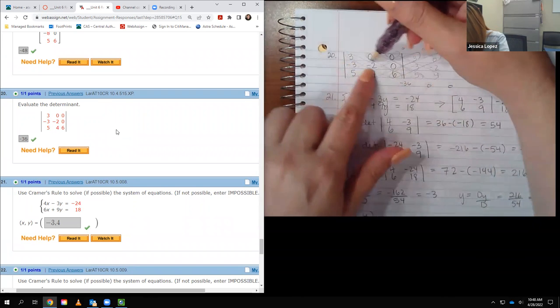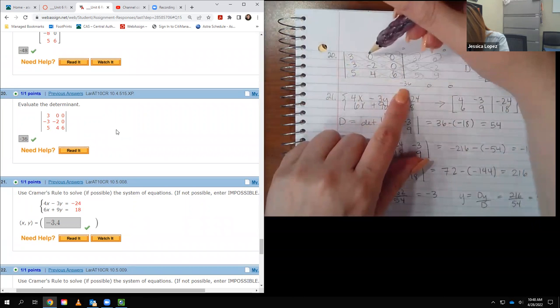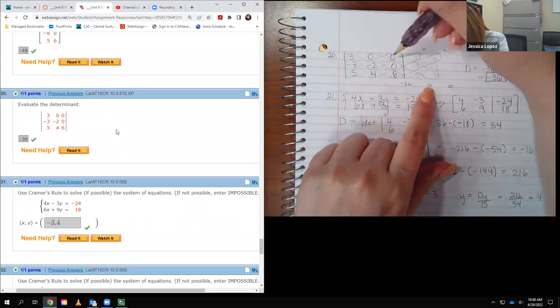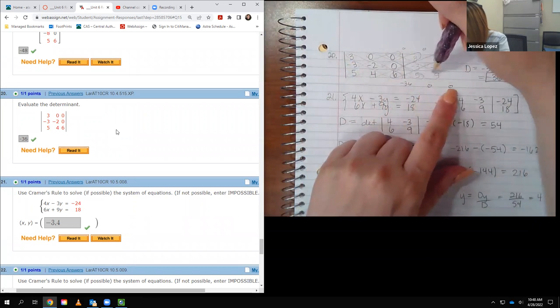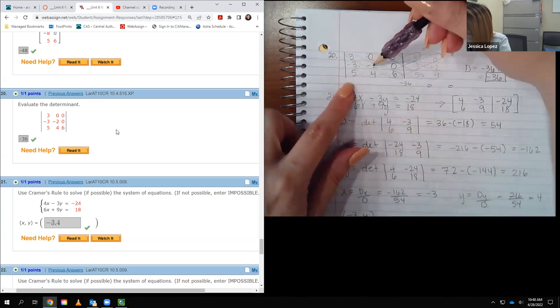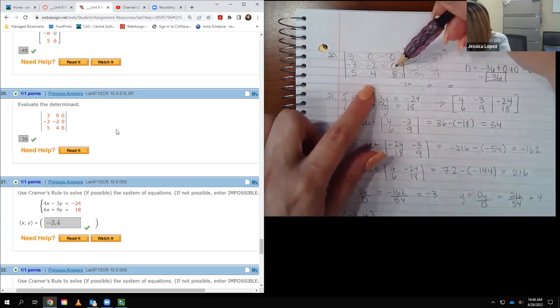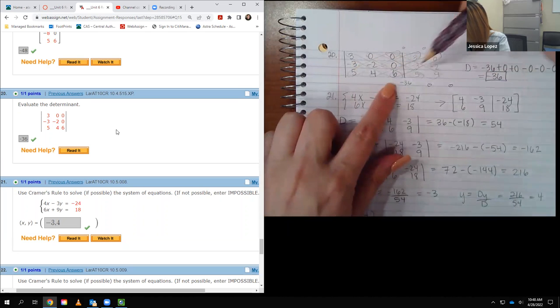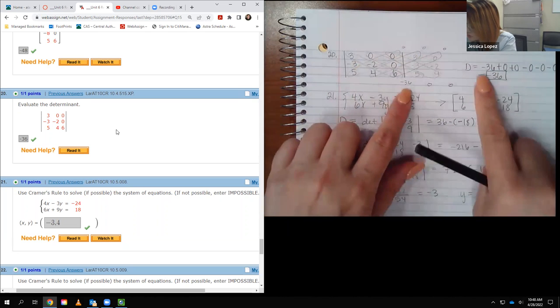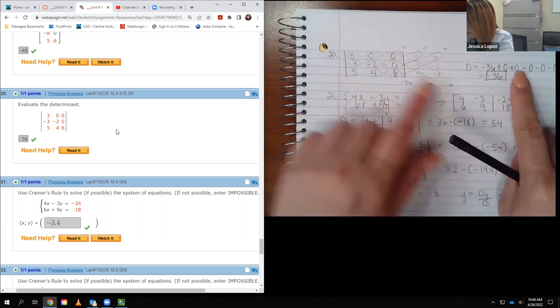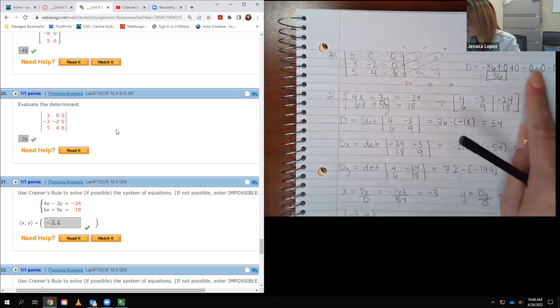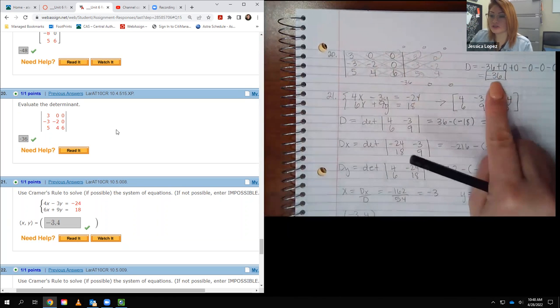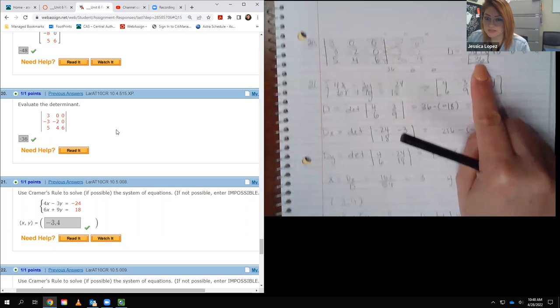When I multiply all of these downward, I get -36. When I multiply these, I get 0. When I multiply these, I get 0. Then for the upward triples, I multiply those, I get 0. I multiply these, I get 0. And I multiply these, I also get 0. So these all stay the same sign, and then I have to subtract each of the uppers. The result actually just happens to be -36.